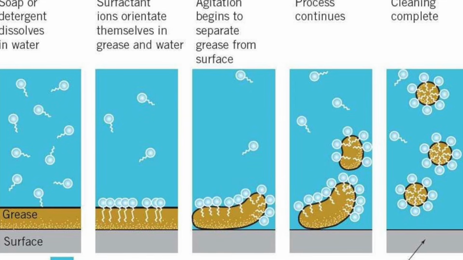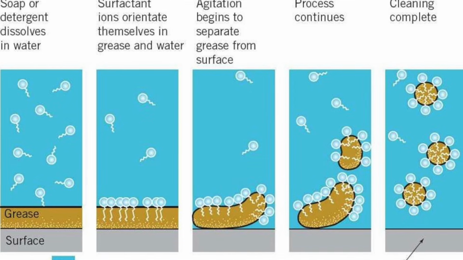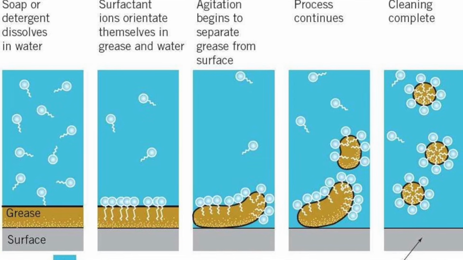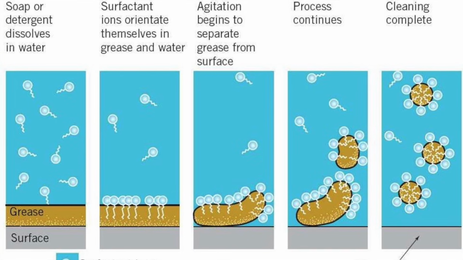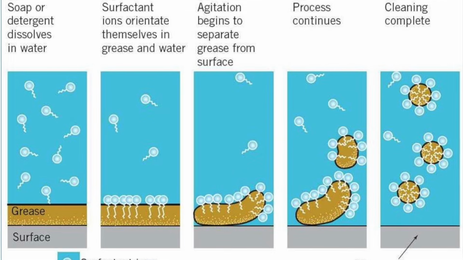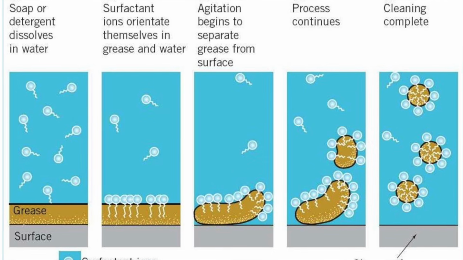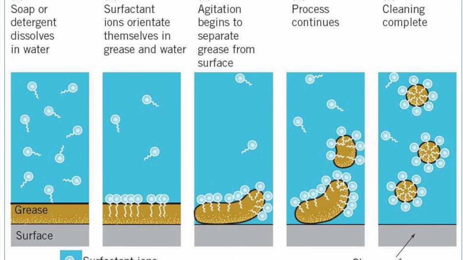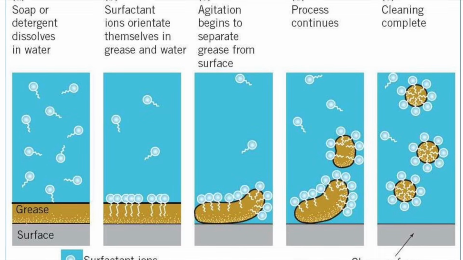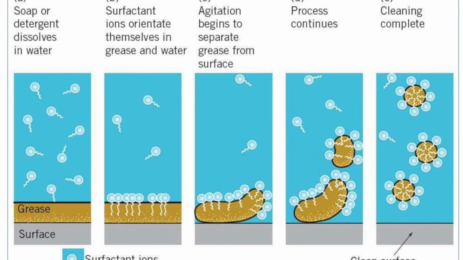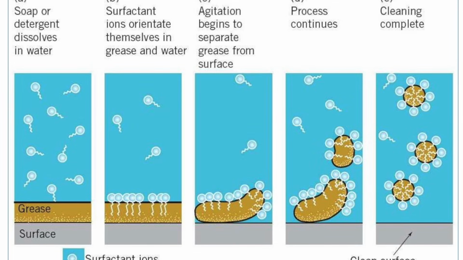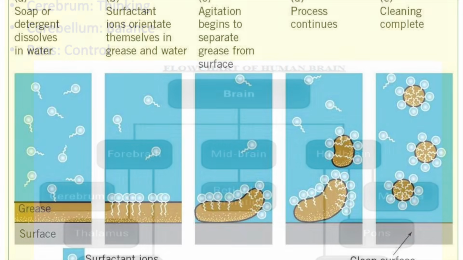Now many soap molecules surround the dirt particles. They form a small structure called micelle. Inside the micelle, dirt and grease are trapped. Outside, the soap molecules interact with water. So when we rinse with water, these micelles carrying dirt are washed away easily. That is how soap removes grease and dirt from our clothes and hands.